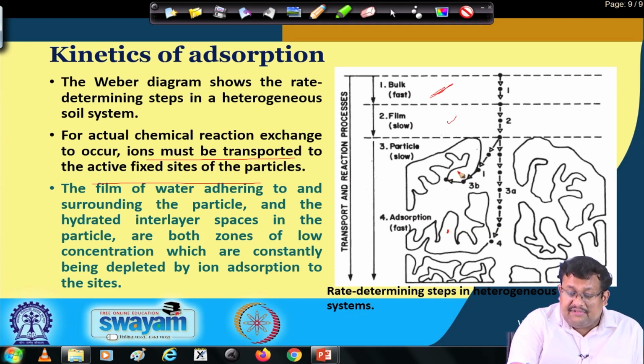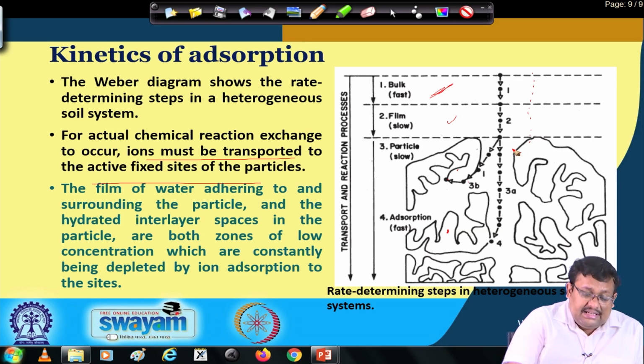So, these are the active fixed sites of the particles. For actual chemical exchange reactions to occur, the ion must move from the bulk phase through the film to the active particle surface.